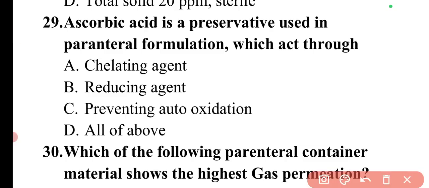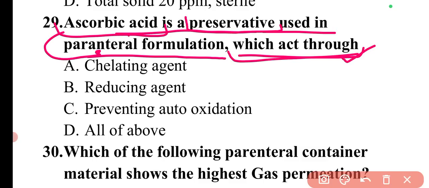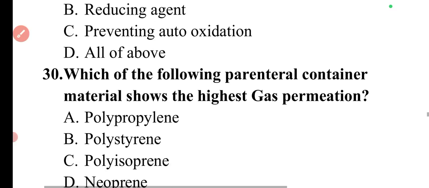Next question is, ascorbic acid is a preservative used in parenteral formulation which acts through. So here you need to remember two important things. What is the use of ascorbic acid in parenteral formulation? It is used as a preservative. And how does it act as a preservative? It acts as a reducing agent. So here option B is correct.